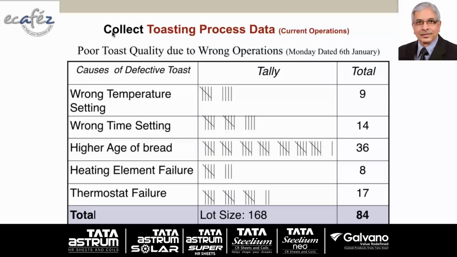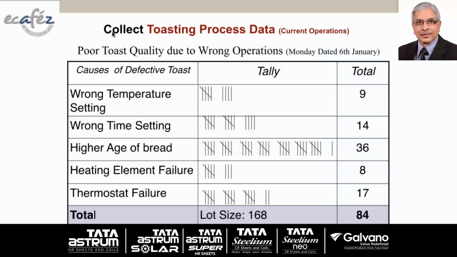Again, a check sheet is used for the data collection. So 84 samples were taken. Out of that, it was observed that wrong temperature setting was 9 times. Wrong time setting 14 times. Higher age of the bread 36 times. Heating element failure 8 times. And thermostat failure was 17 times.